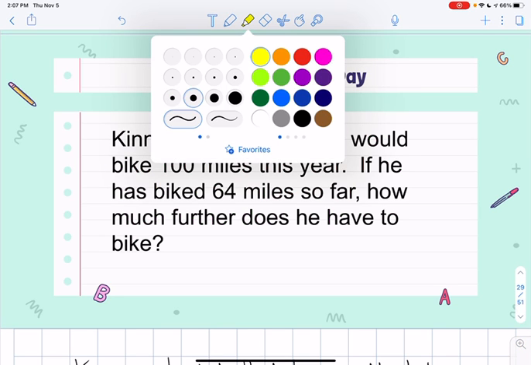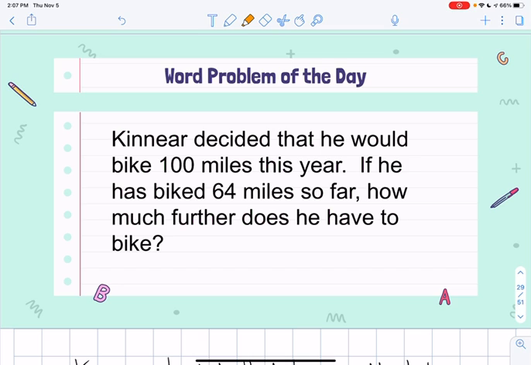So as always, before I do a word problem, I like to figure out what is important information. So Kinnear deciding that he would bike, while that's important for the story, isn't necessarily important for the lesson or to find the answer. But the fact he would bike 100 miles this year is very important. So we know the total is 100 miles. Now I'm going to give you about 15 seconds to figure out what else you think might be important for this problem.